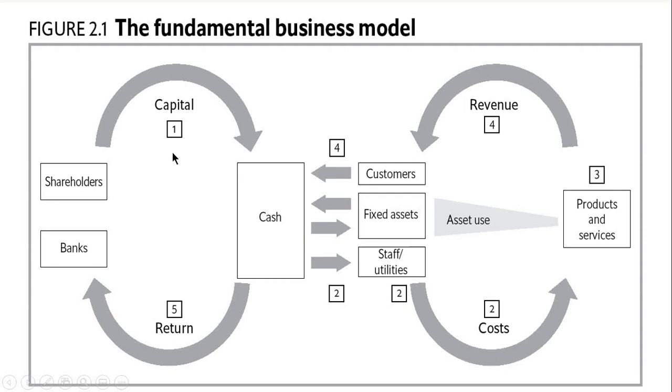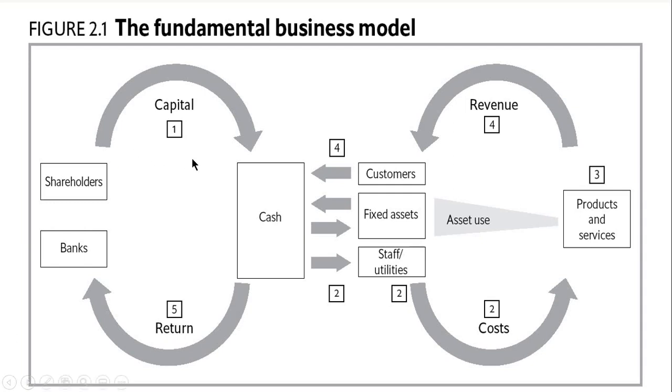So first, we have here shareholders. Of course, the shareholders will provide capital. It's the shareholders or the banks. If capital is provided by a shareholder, then that will be reflected in the owner's equity section of the balance sheet. While if capital is provided by the banks, then it will be reflected in the liability section, specifically the long-term or non-current liability section of the balance sheet.